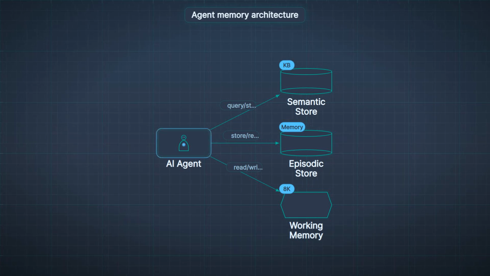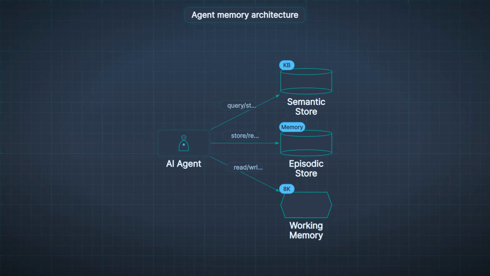Let's trace a single request through the full memory architecture. A user asks a follow-up question, so the agent first checks working memory for recent context. Working memory returns any relevant conversation history. Then the agent searches episodic memory for similar past interactions. Episodic memory retrieves relevant episodes.